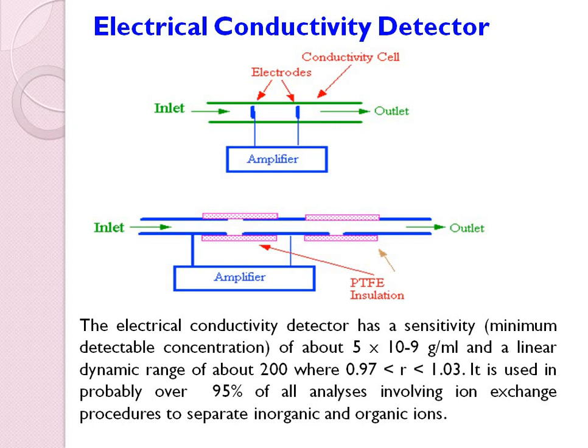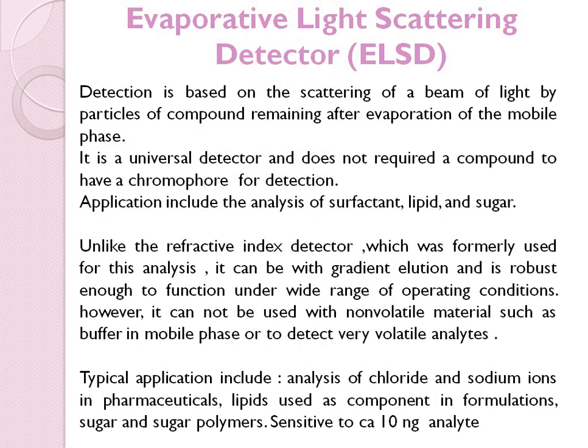The electrical conductivity detector has a sensitivity of about 5 times 10 raised to the power minus 9 gram per ml and a linear dynamic range of about 200. It is used in probably over 95% of all analyses involving ion exchange procedures to separate ionic, inorganic and organic ions. Now next we are going to see the ELSD, that is the Evaporative Light Scattering Detector.